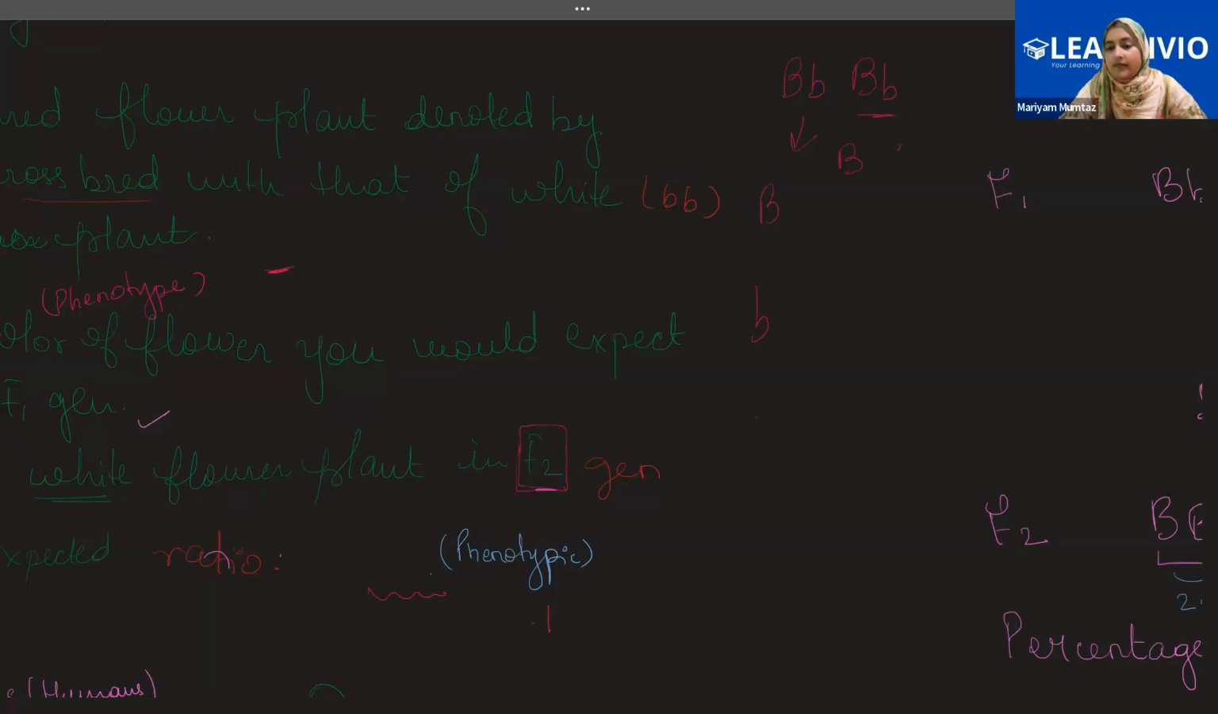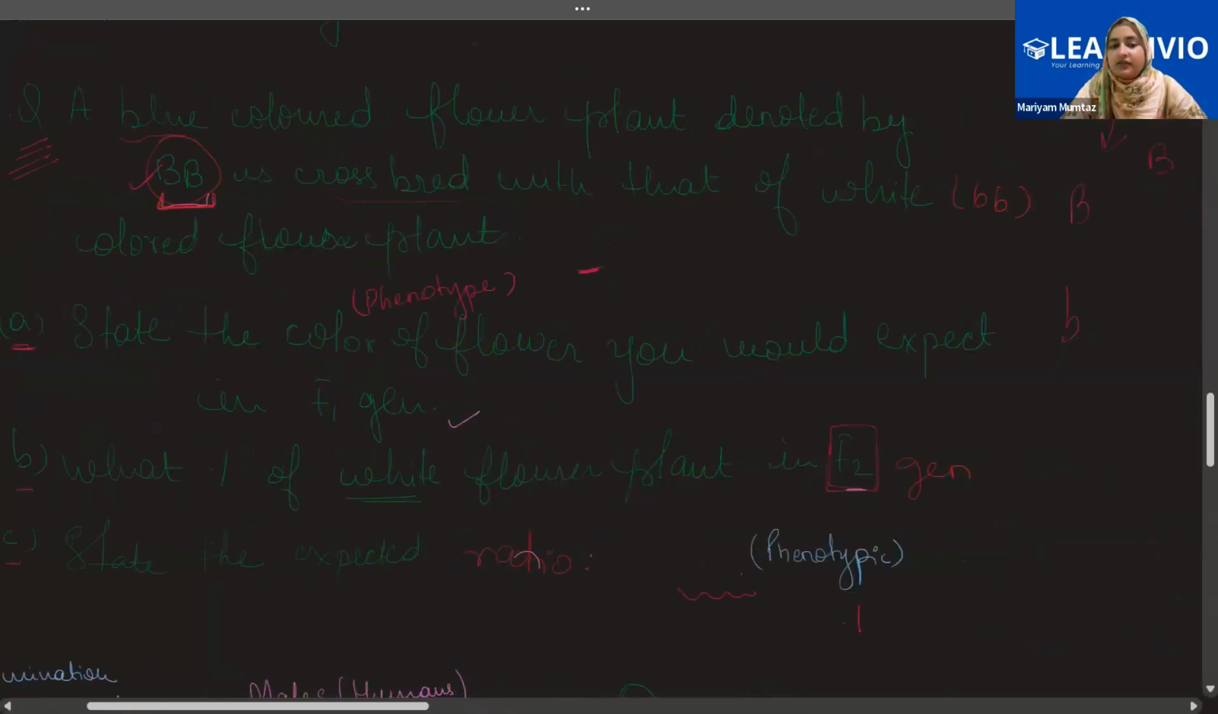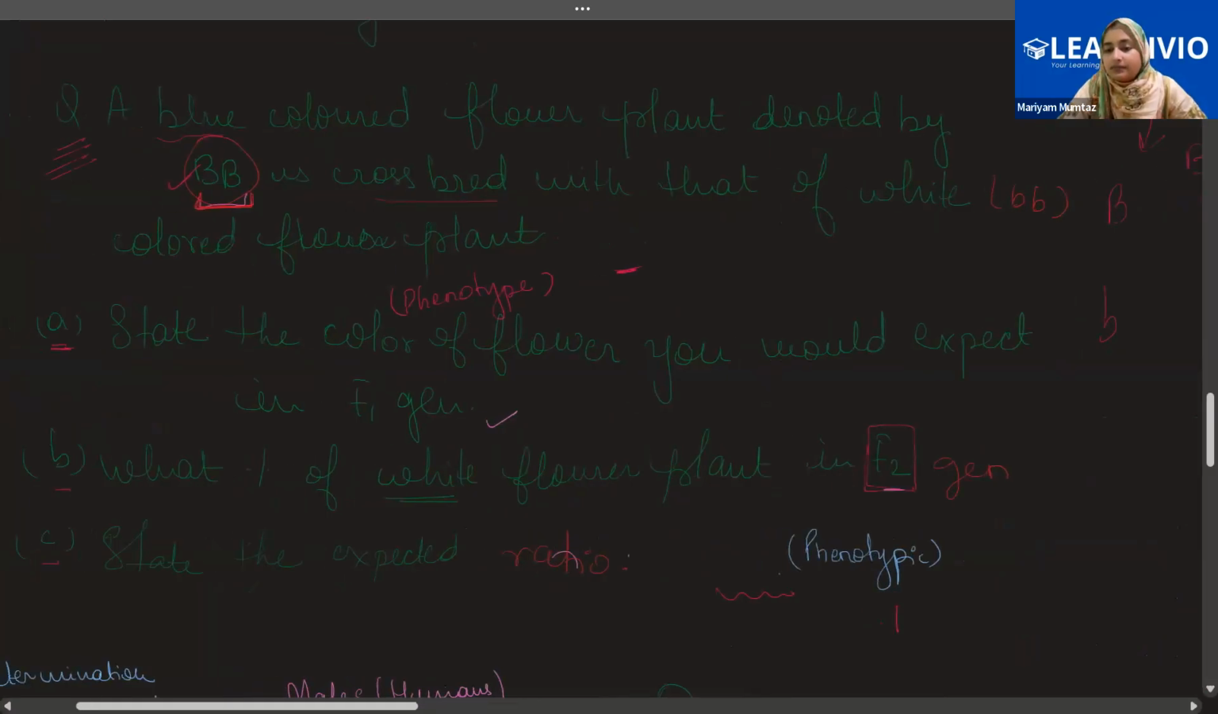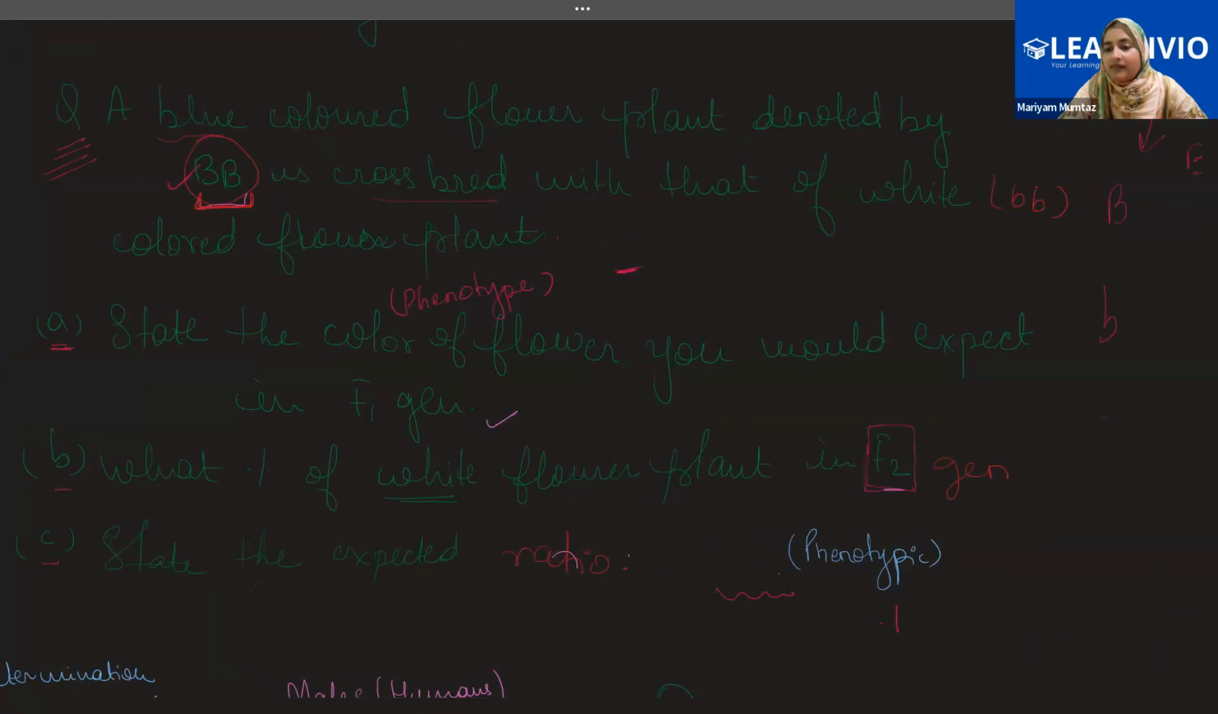Okay, yeah. So I'm getting blue and white. So what is the percentage of white flower? The white flower is 1. So percentage? 1%. So I don't know.